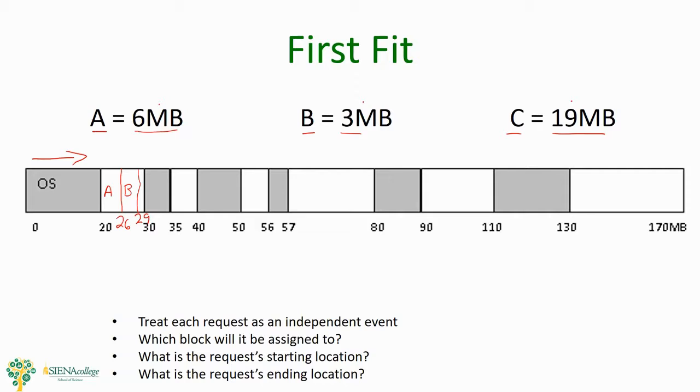Job C. Job C is 19 megabytes. It will not fit into the 1. Here we've got 5 open. Here we've got 6 open. This is potential. From 57 through 80, we've got 23 available. So C can go here, and the remainder will be 19 greater. So that will run up to 76.